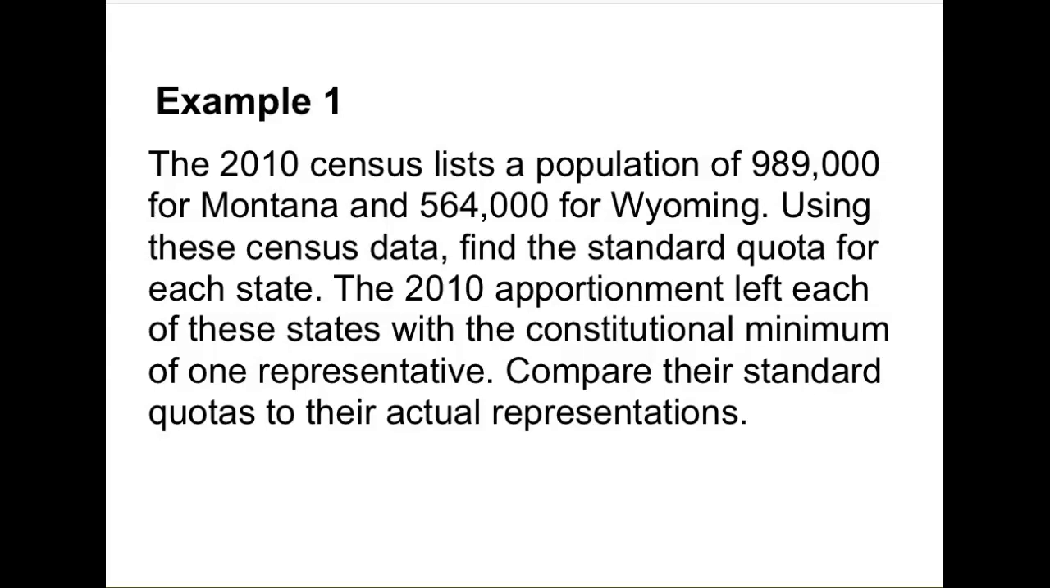Before we can do this, we need to know about the standard divisor. So I need to give you some census info about the US from that year. First of all, there were and still are 435 seats in the House of Representatives, okay? The US population as of 2010 was 309 million.